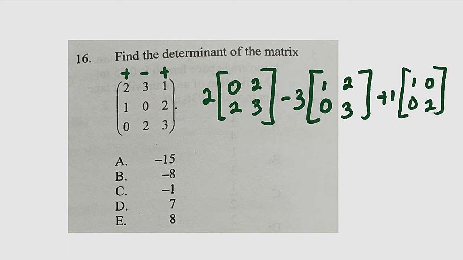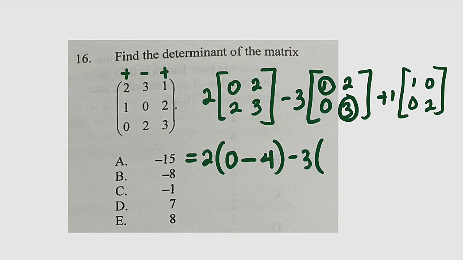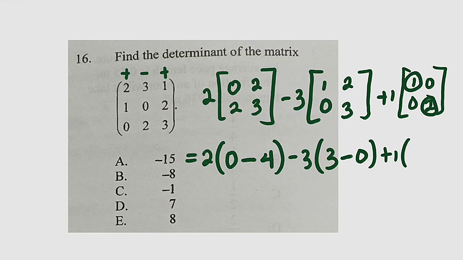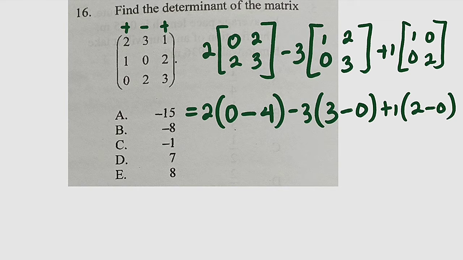So now let us compute the determinant. The first one is 2 multiplied by 0 times 3 is 0, minus 2 times 2 is 4, minus 3. 1 times 3 is equal to 3, minus 0 times 2 is 0, plus 1. We have 1 times 2 is 2, 0 times 0 is 0. Let's simplify. 0 minus 4 is minus 4, and minus 4 times 2 is minus 8. So this is minus 8.